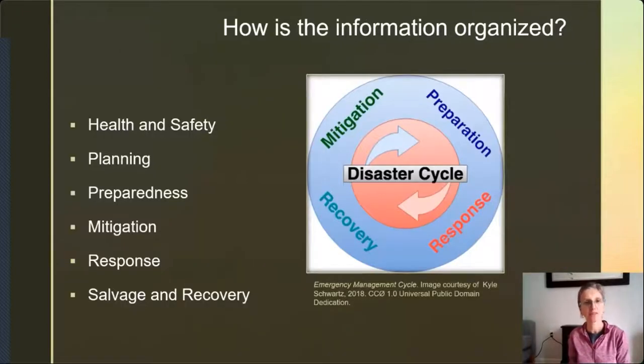So how was this body of knowledge organized? The structure of the resource library is based around a disaster cycle, with some key subject areas highlighted: health and safety, planning, preparedness, mitigation, response, salvage and recovery. Each of these headings can be seen as a bucket with links. Some have subcategories. You can think of those as smaller buckets.